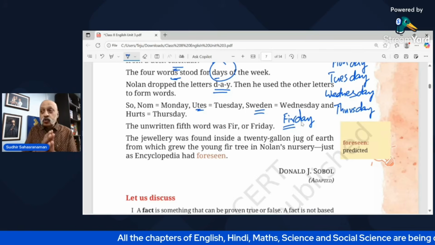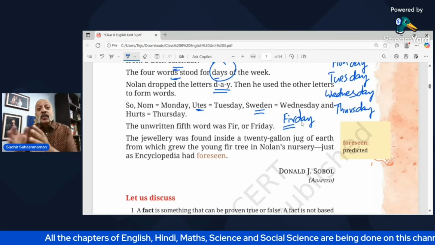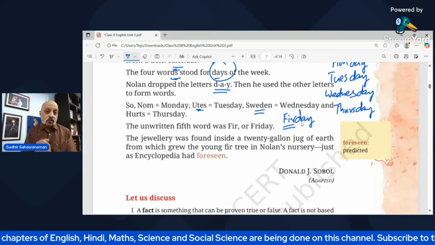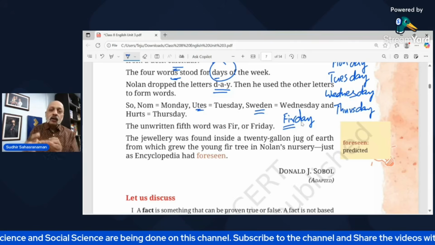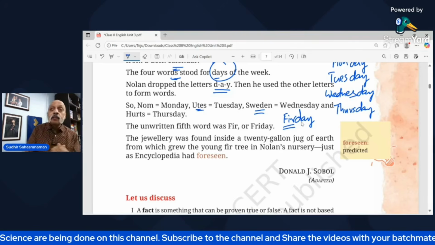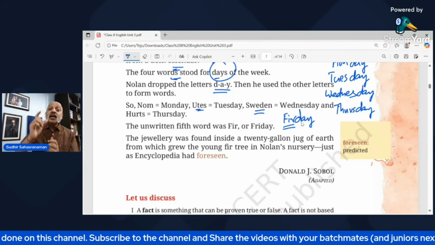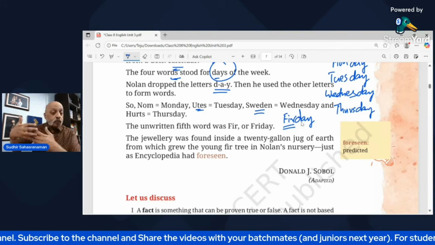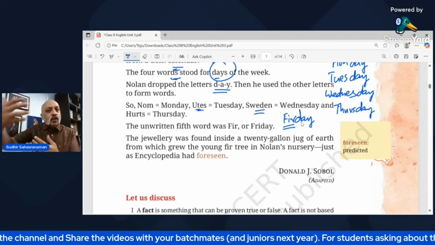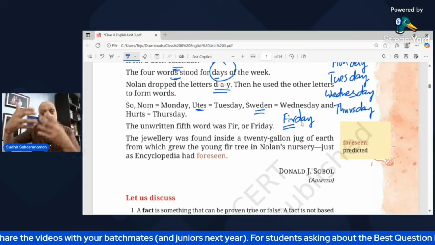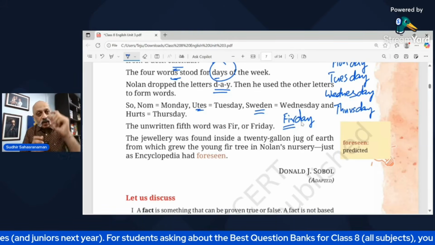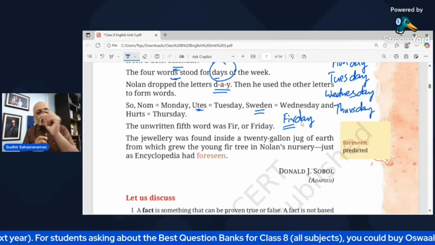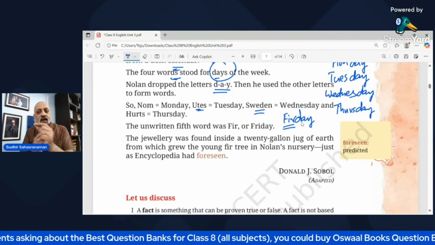I hope you have understood it. I hope you have also understood the kind of questions that can be asked in the examination from this particular story. One question that can definitely be asked is how did he solve the case? That would be a slightly longish answer, and you would need to explain the entire process the way I have explained it here, by saying D-A-Y and then putting Monday, Tuesday, Wednesday and Thursday.